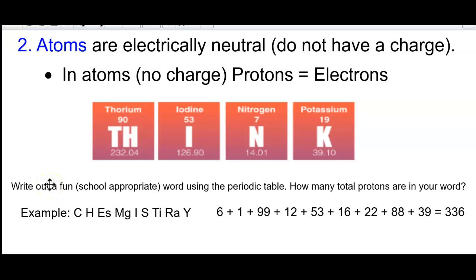On your paper, write out a fun, school-appropriate word using the periodic table. How many total protons are in your word? Use this as your example.